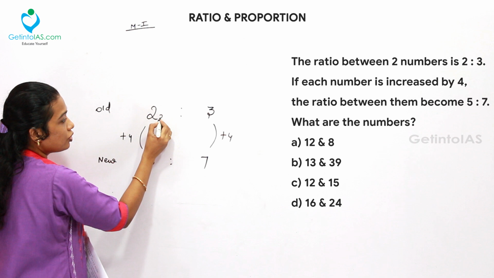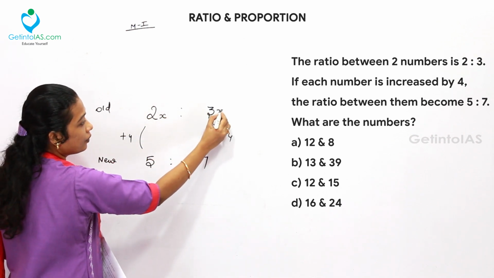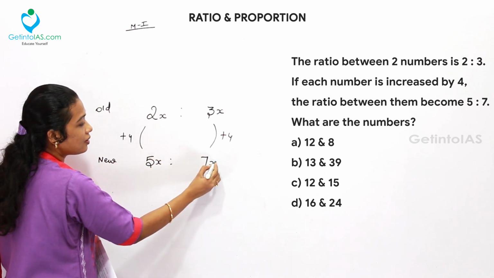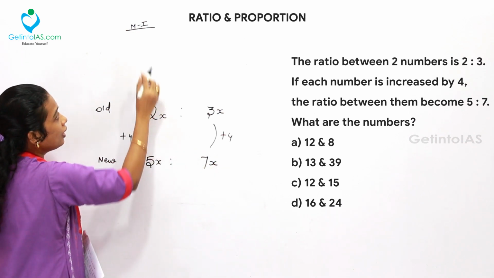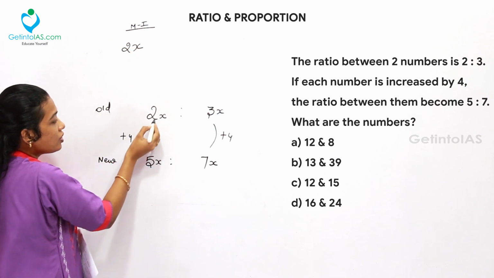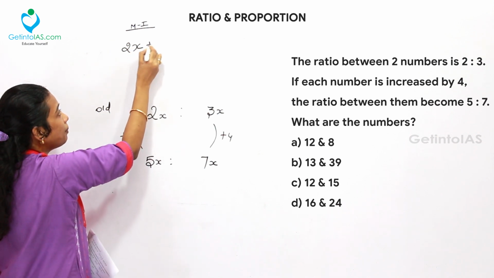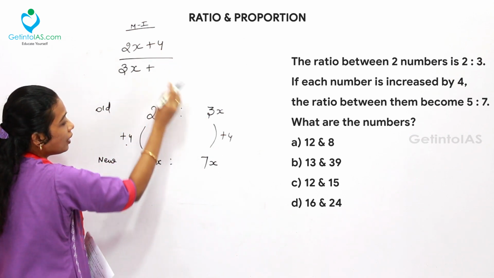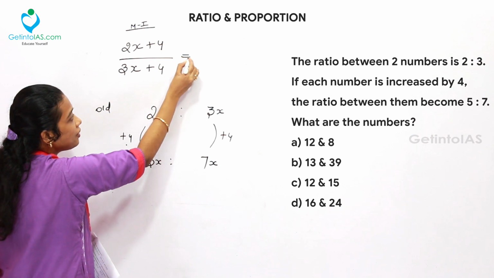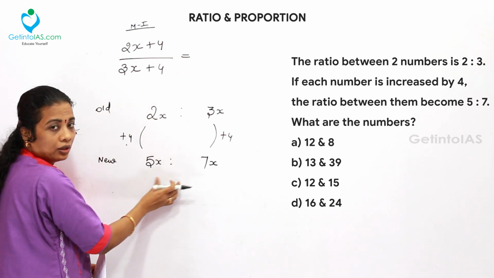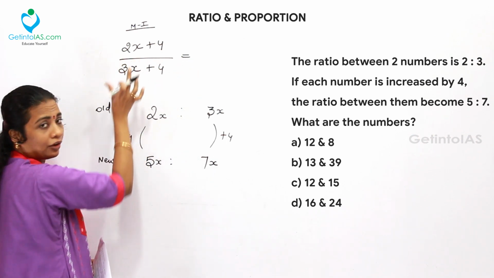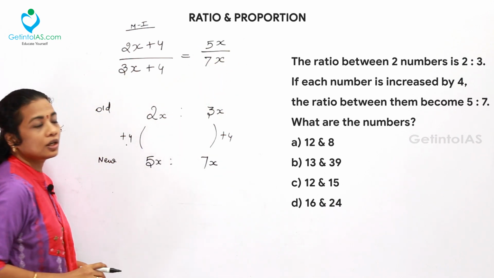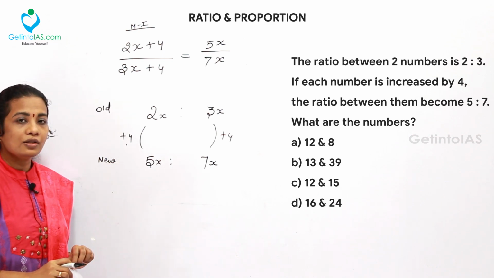In that, this is to be considered as 2x, this is 3x, and this is 5x and this is 7x. So simply 2x added with 4, that is plus 4, and 3x added with 4 again. The final result is 5:7. So this ratio can be written in the form of a fraction, right? So 5x by 7x. Now you can solve it by the equation based method.